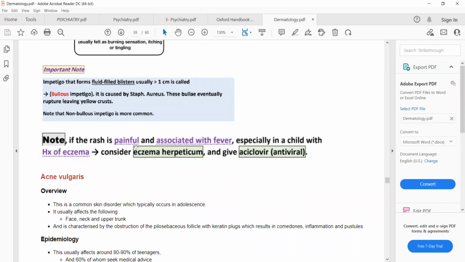So again, if the rash is painful and associated with fever, especially in a child with a history of eczema, you will consider eczema herpeticum and give acyclovir or antiviral medication, because a child with a history of eczema can develop herpes virus infection that is known as eczema herpeticum. So painful and associated with fever, then your diagnosis should be eczema herpeticum.